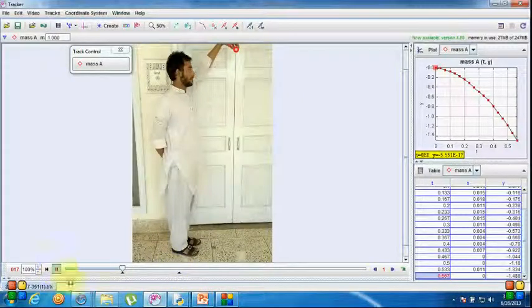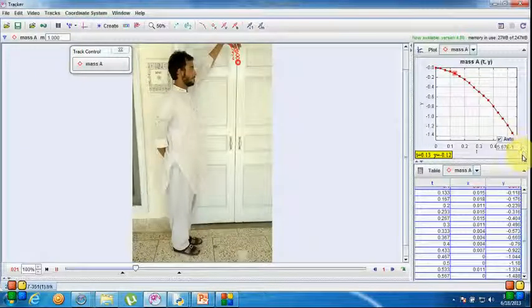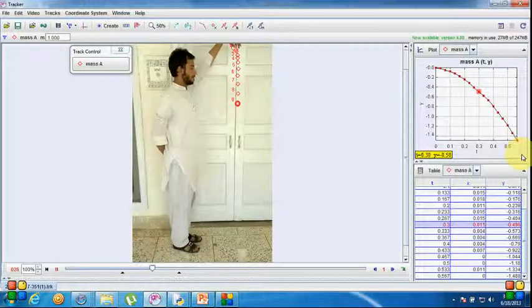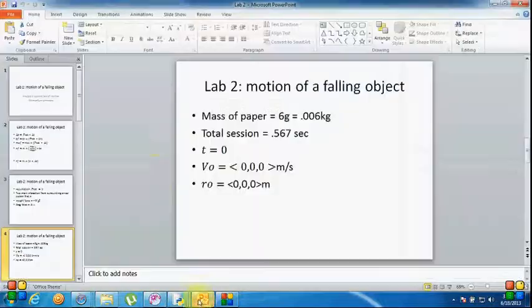When we play it, we will see on the right of the Tracker sheet that the ball moves in a curve. It means there is interaction from the surroundings on our system. The initial conditions we use in VPython are t equal to 0, the initial velocity equal to 0, and the position vector equal to 0.